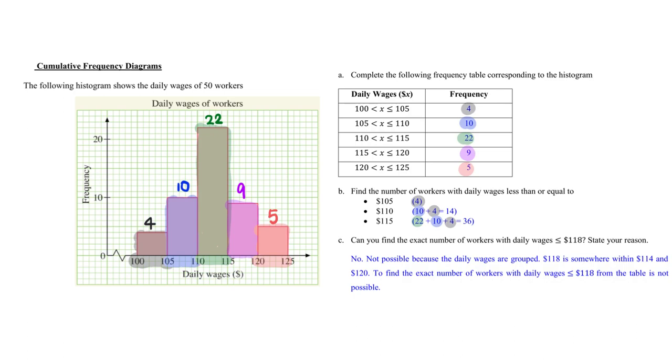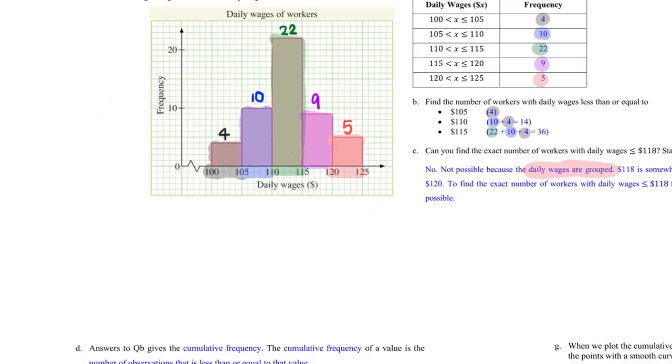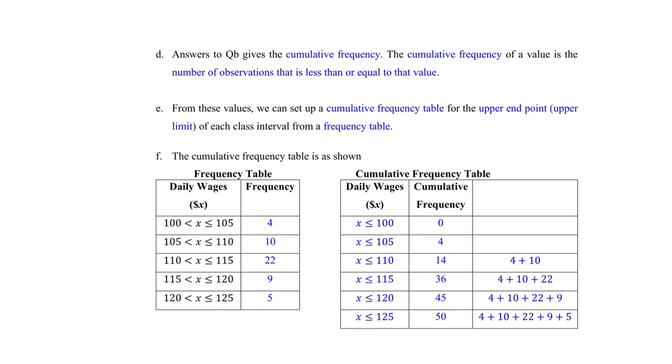So if it is grouped together, then we cannot really tell the exact number from this table or from this histogram. Therefore, we need to come up with another representation of this set of data that could best allow us to estimate this kind of question. Which brings me to the next part of this video.